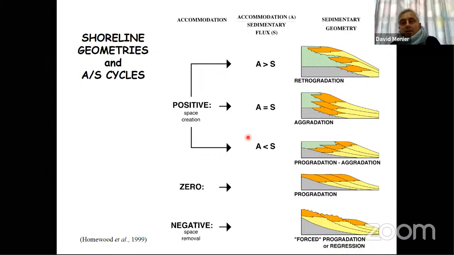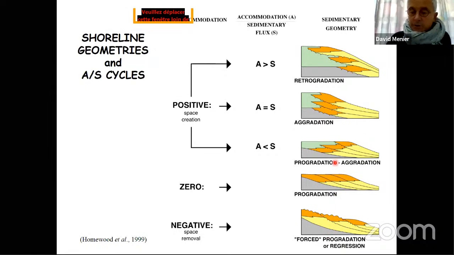When the division, accommodation over sedimentary flux, is 0, we have pure progradation. And when it is negative, we have forced progradation over there. You can play with that, and you can observe different types of sedimentary geometry.